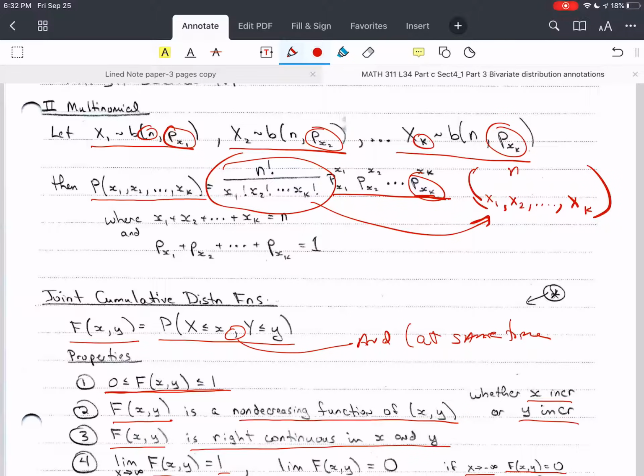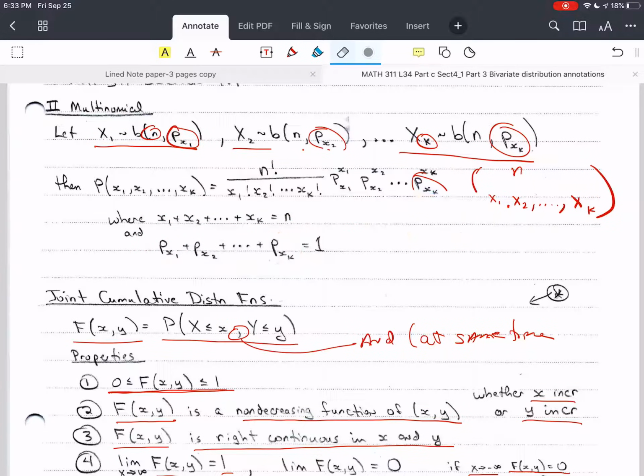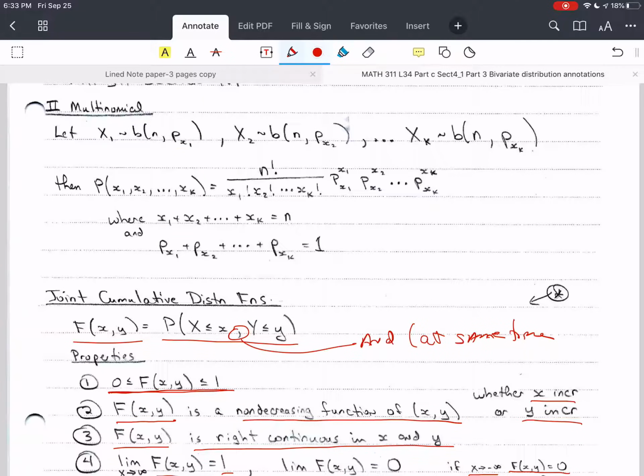So now remember that all these probabilities, the p's, have to add up to 1. And all the x's, the different x's, x sub 1, x sub 2, all that has to add up to n. Okay? So let me clean this up a little bit. Okay. So we have to have this true, we have to have that true.